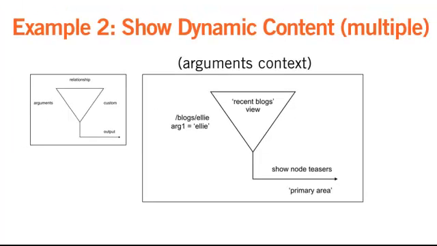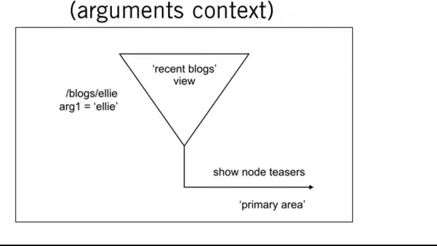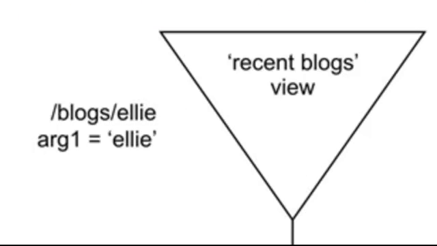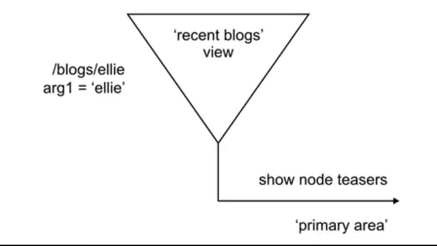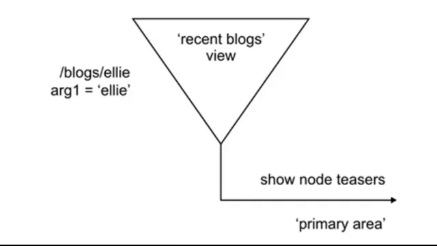And then here's an interesting one because it's dynamic. In this case we want to show recent blogs by Ellie, our editor. And so the path is carrying the context again, /blog/Ellie. So we have an argument now, and the argument is, in this case, the part that follows the word blogs/Ellie, and that's fed into a view that I'm calling recent blogs. And it uses Ellie as a filtering mechanism, filtering value I should say, and the output of all that is a set of teasers of blogs written by Ellie, and I've put that also in the primary area region.